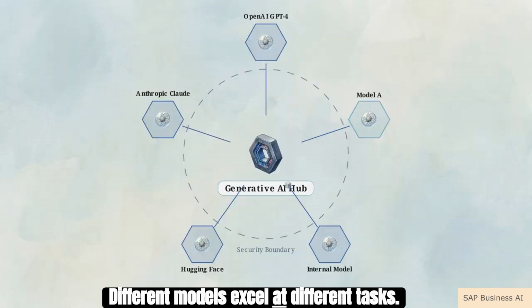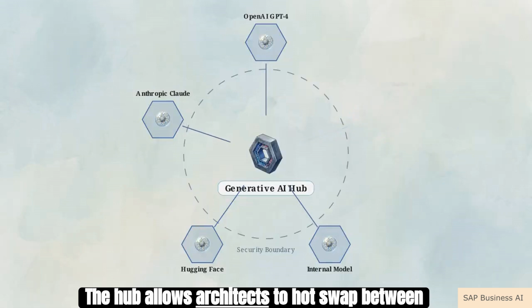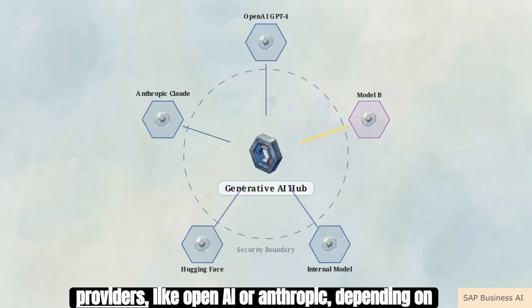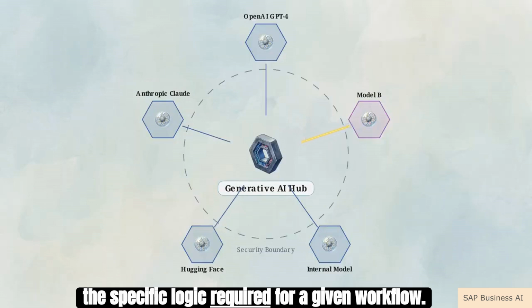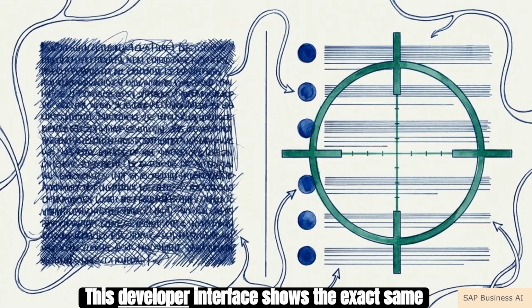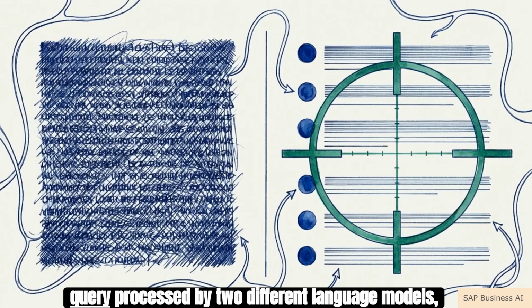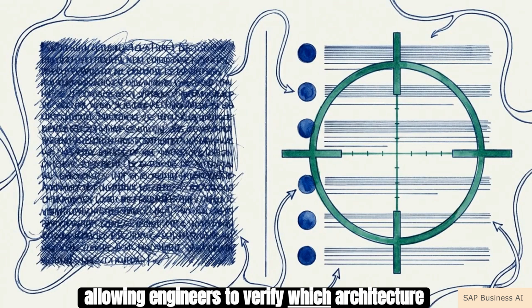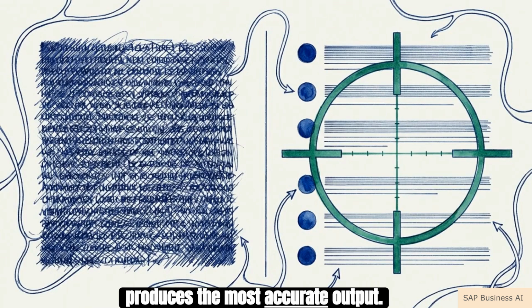Different models excel at different tasks. The hub allows architects to hot swap between providers, like OpenAI or Anthropic, depending on the specific logic required for a given workflow. This developer interface shows the exact same query processed by two different language models, allowing engineers to verify which architecture produces the most accurate output.